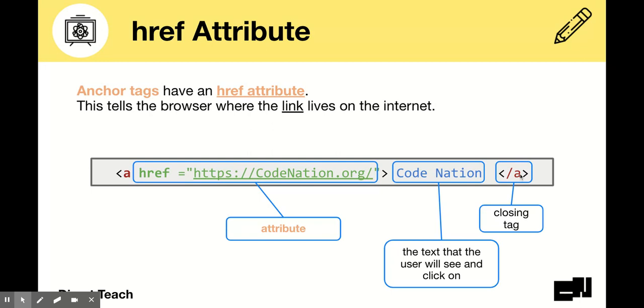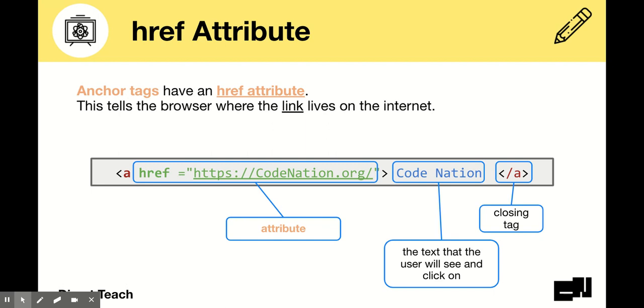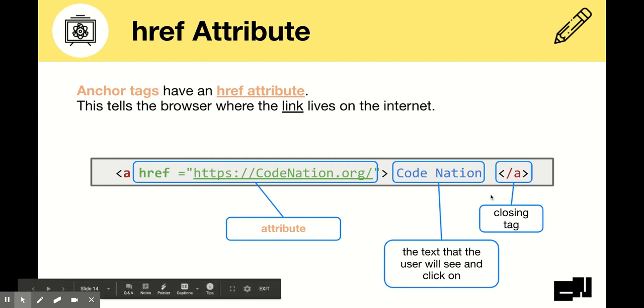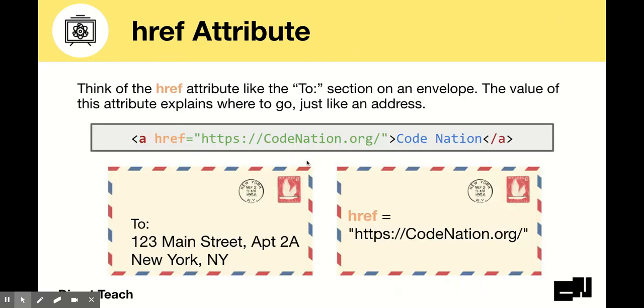Then we have a closing anchor tag at the end. In between the opening anchor tag and the closing anchor tag is the text or the content that the user will see and click on. So in this case, it's codenation. So when you go to a website, you won't see all of this. You'll just see the words codenation. When I click on the words codenation, it will lead me to this website, codenation.org.